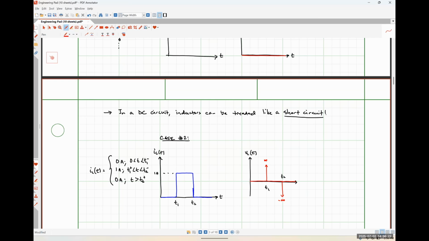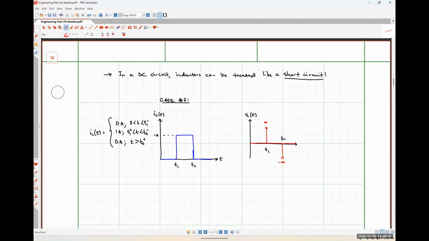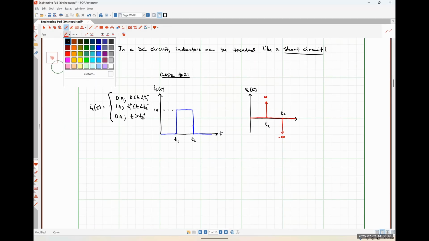Now, this isn't something that we could ever truly replicate in real life, right? Because it's impossible for us to change the amount of current that's flowing through any element instantly. It takes time for things to change and stuff like that. But what we're going to do is we're going to come up with another little kind of rule here.